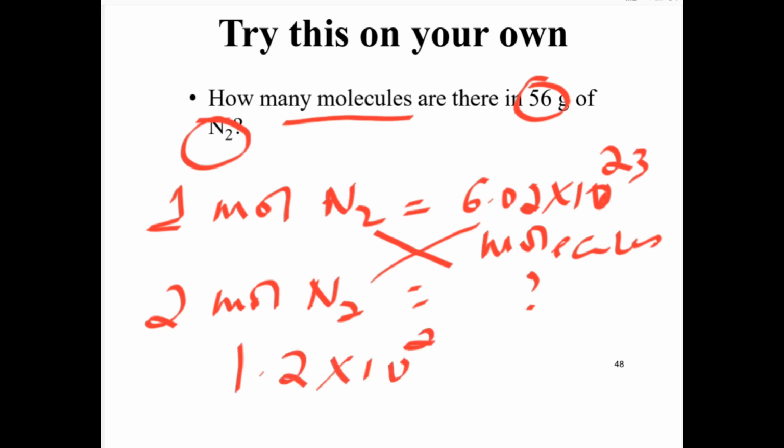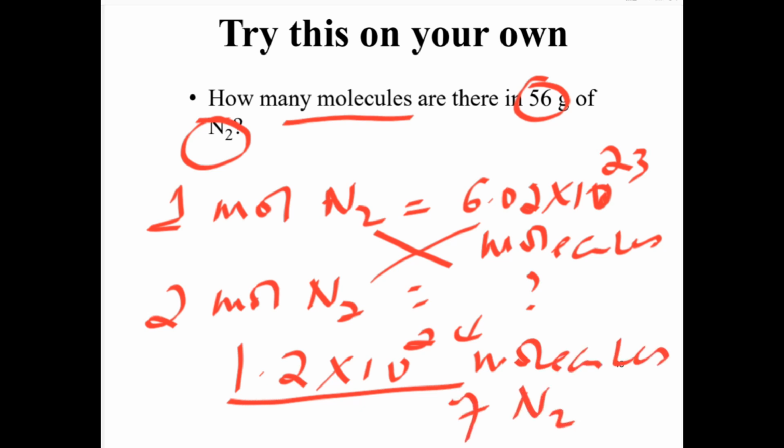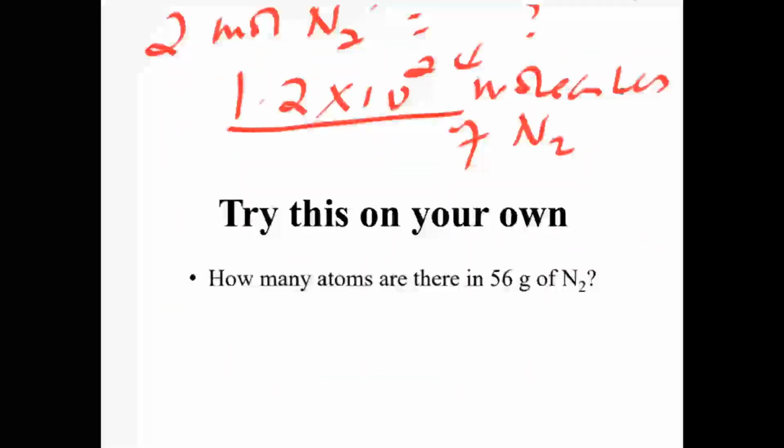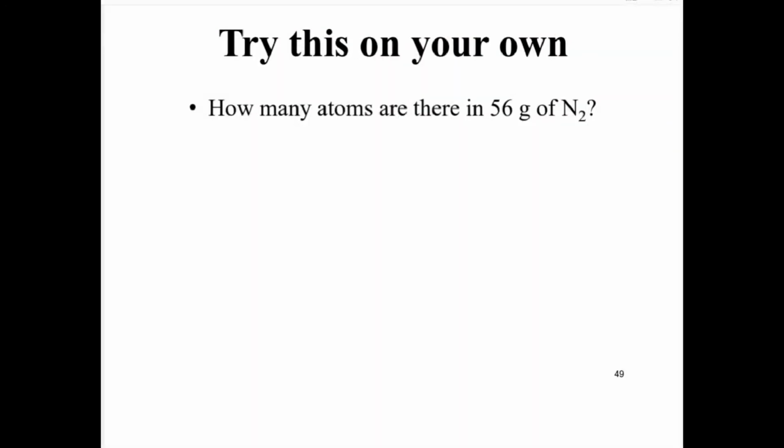1.2 times 10 to the power of 24 molecules of nitrogen are present in 56 grams. How many atoms are there in 56 grams of nitrogen? How many atoms?